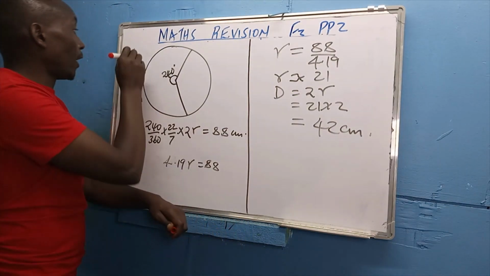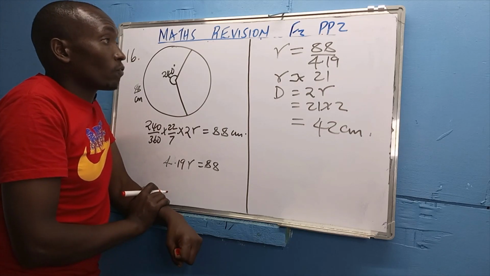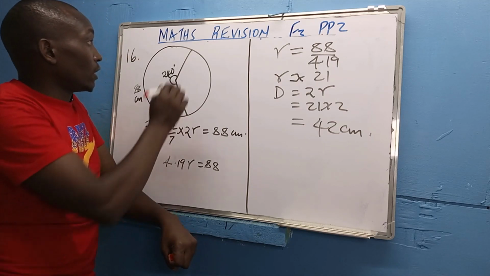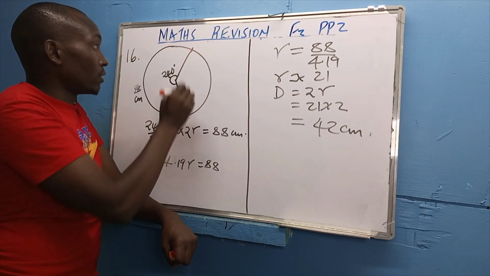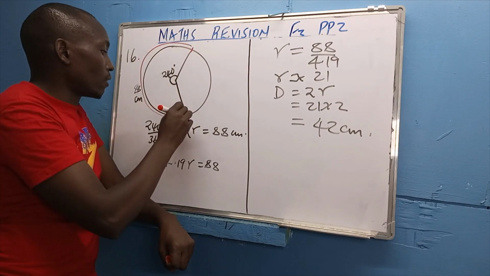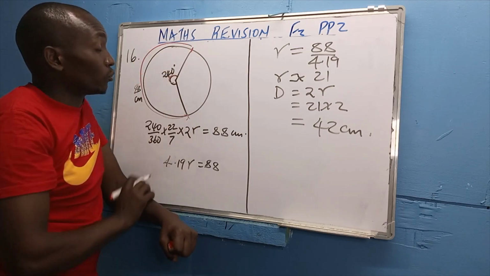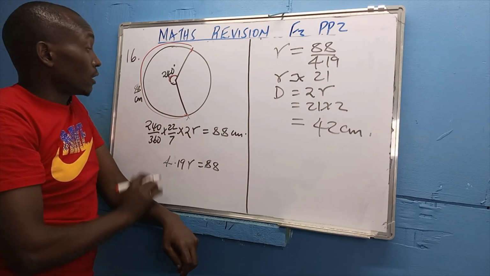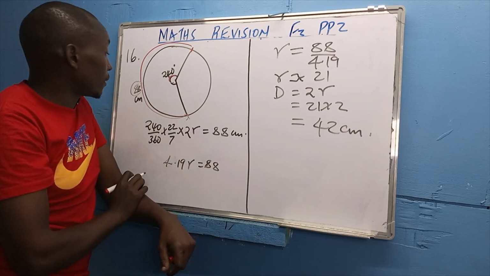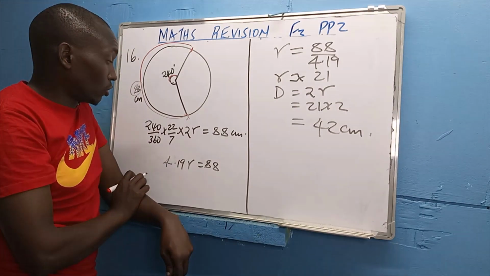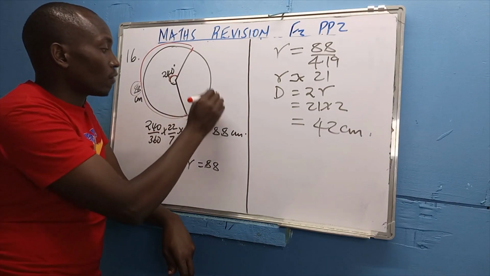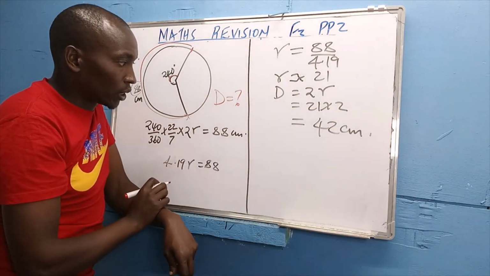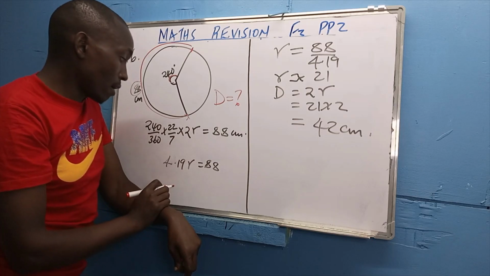Finally, number 16, the end of section 1 of this paper 2. You're given that the major arc of a circle subtends an angle of 240 degrees. The length of the arc is 88 centimeters. So the question is, find the diameter. We are working out the diameter.